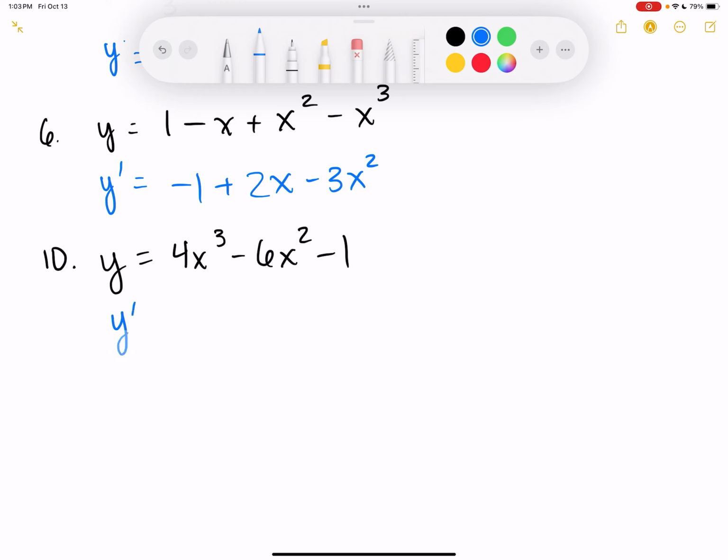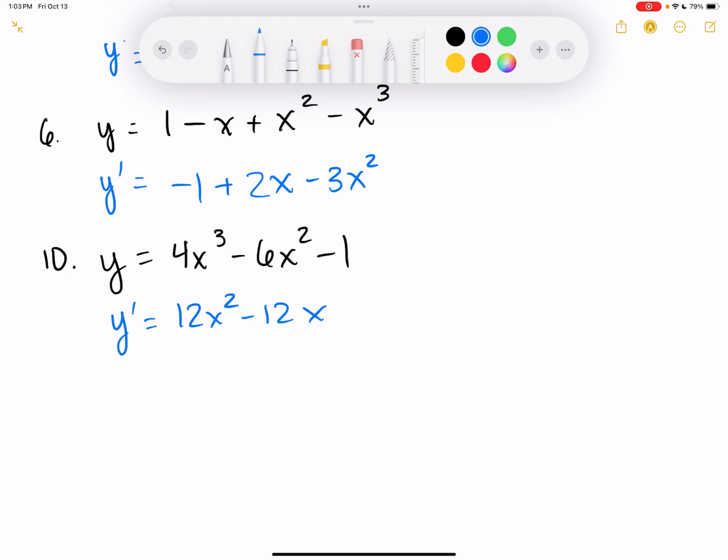Let's do it then. All right, so the derivative of 4x cubed is 12x squared. Derivative of negative 6x squared is negative 12x. Derivative of negative 1 is 0. Okay. I always write the 0.